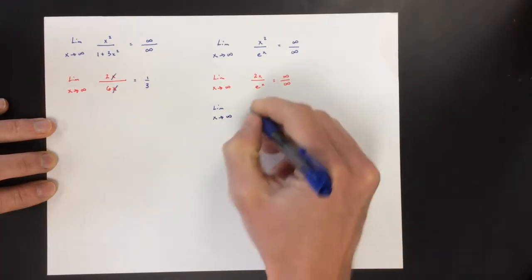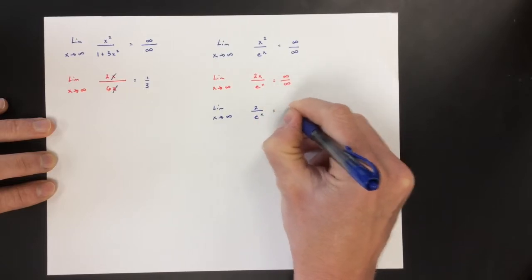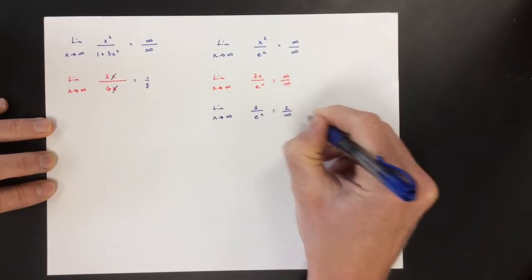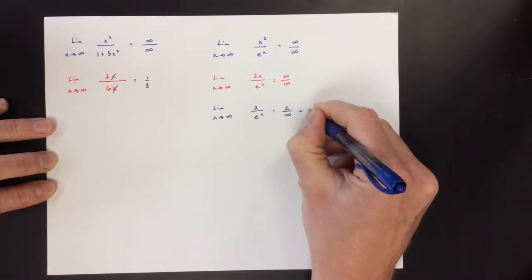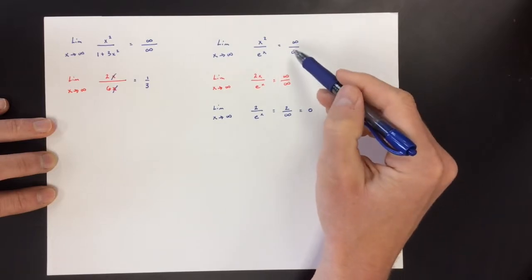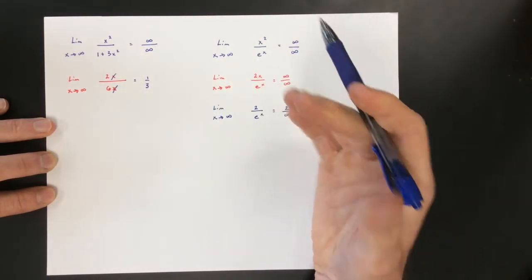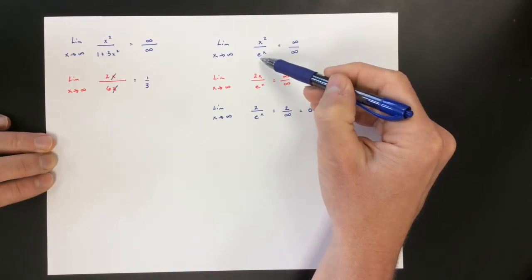So I can take another derivative. The derivative of the top is 2, and the derivative of the bottom is e to the x, and I get 2 over infinity. Well, 2 over infinity is not indeterminate. 2 over infinity is, in fact, 0, which is to say that this limit is 0, and we kind of know that. This is quadratic growth, and this is exponential growth, right?